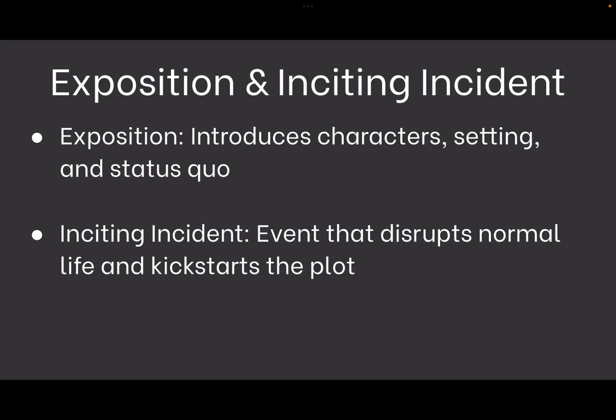So, the exposition, that's the story's introduction. Here we meet the main characters. We learn about their worlds and we discover what everyday life looks like for them. The inciting incident is the event that sets everything in motion. It's the moment when normal life is interrupted and the main problem or adventure begins.